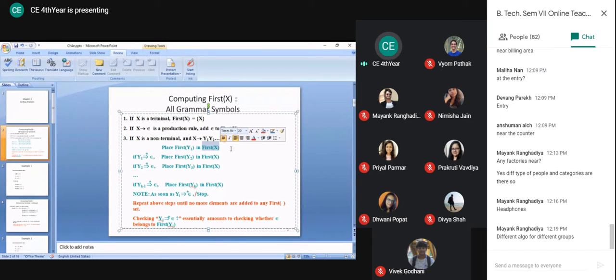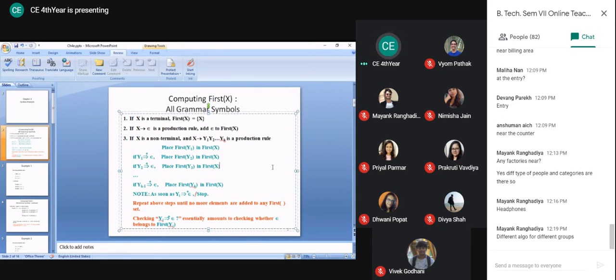Now if y1 produces null, if we are able to derive null from y1, then the symbols in first of y2 will be in the first of x, because this y1 gives null. So whatever first symbol we are able to derive in the string will be the first symbol of y2. That's why we have this rule that first of y2 will be in first of x if y1 derives null.